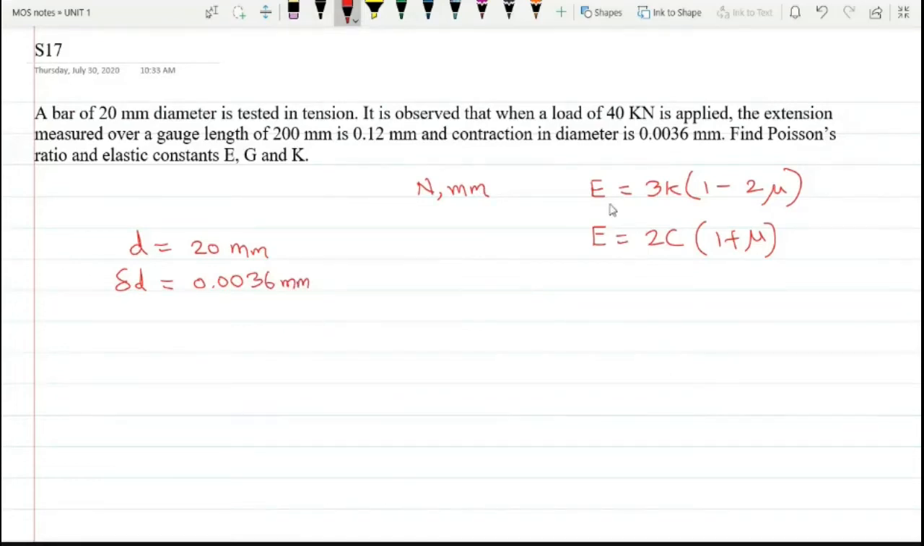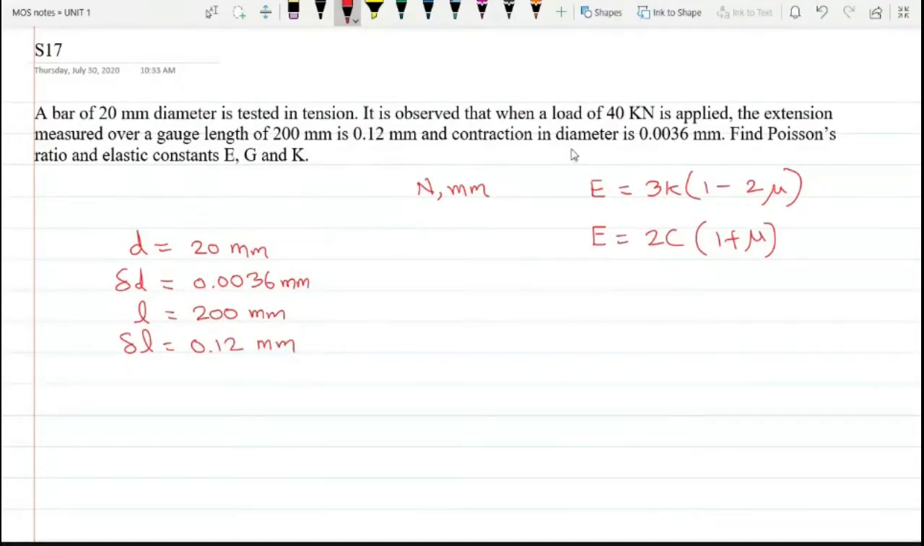Then you know what is our length. Gauge length is given. Gauge length is 200 mm. So L is 200 mm. And after you apply a load, there is extension of this. This is your del L. So del L is also given. So del L is 0.12 mm.